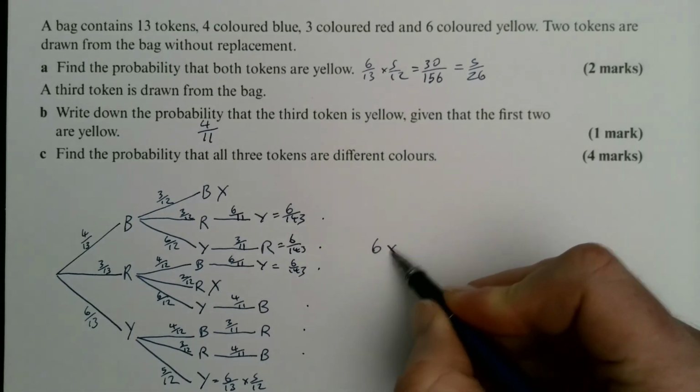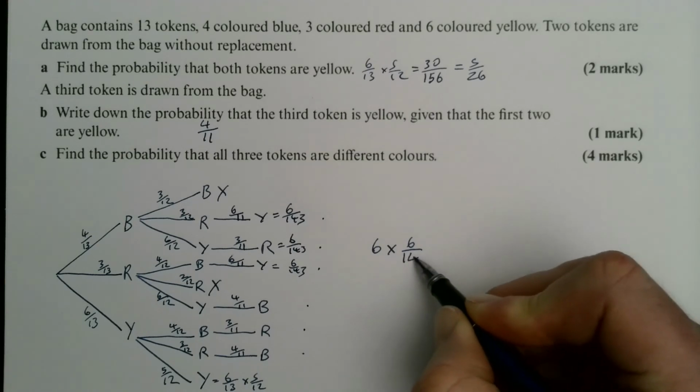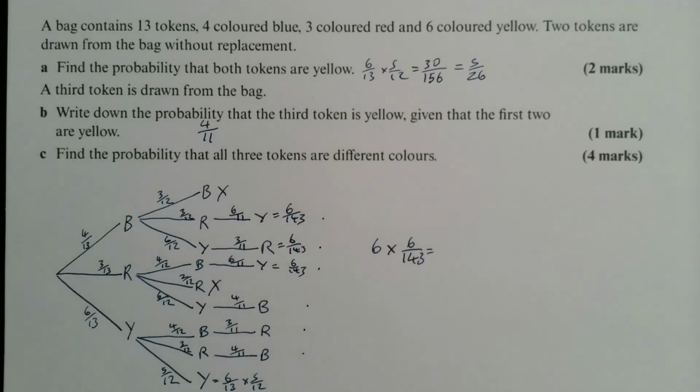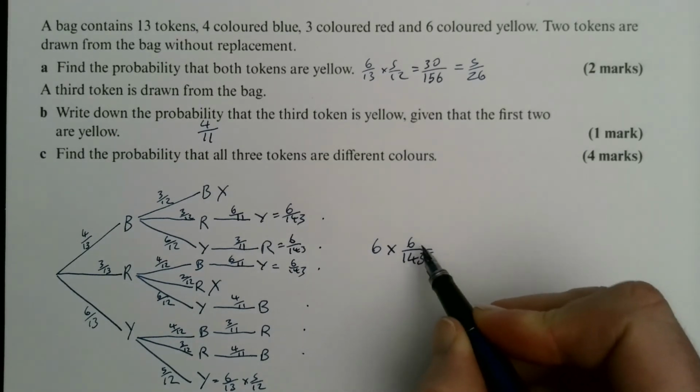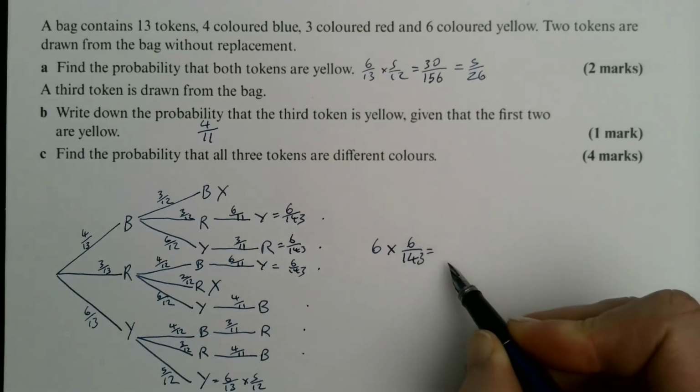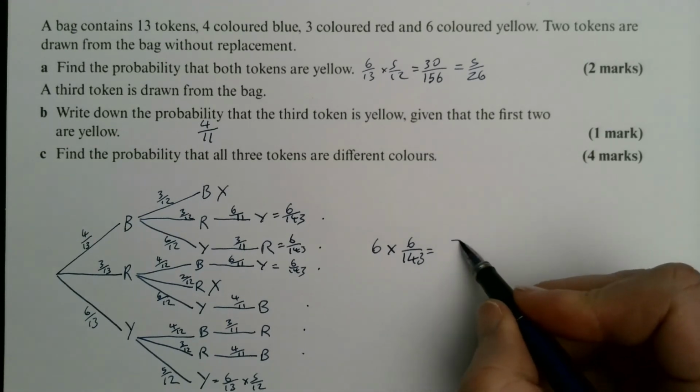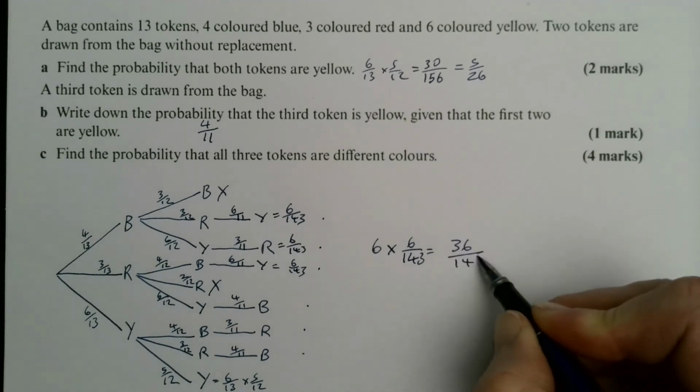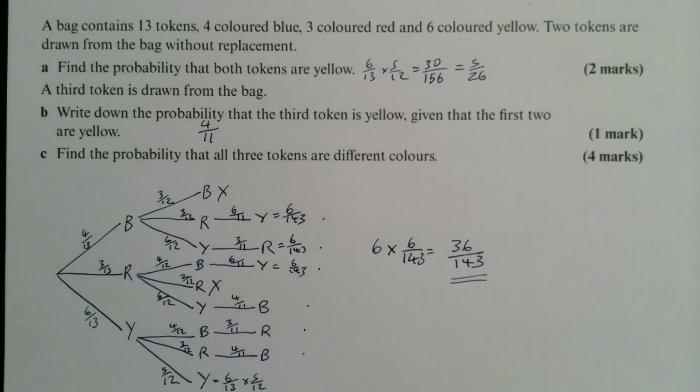So I'm actually getting 6 lots of 6 over 143. So what I'm going to do there is just multiply the top number, aren't I? And that's going to give me 36 out of 143 as my final answer. So you may well have got there differently. And if you haven't got that answer, then go back again and just listen to me go through that one last time. Anyway, that's it for probability for now, folks.